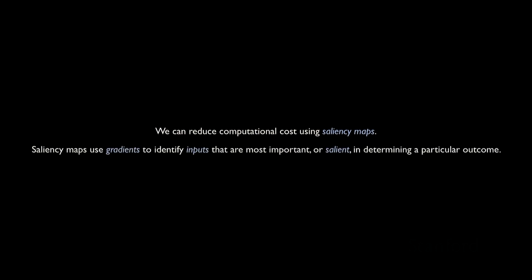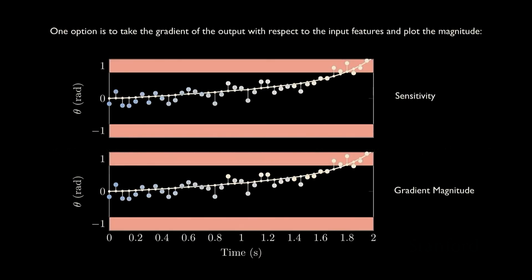The idea behind saliency maps is that they use gradients to identify inputs that are most important, or salient, that's where the word comes from, in determining a particular outcome. So in this case, we're going to take the gradient of the robustness of the trajectory with respect to each disturbance. Features that have higher gradients mean that small changes in them will affect the output more. So if we plot the magnitude of the gradient, that should indicate which features it's more sensitive to. That's the general idea, and it seems to work pretty well.